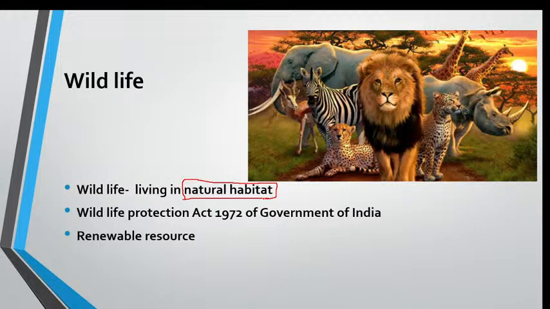Then, according to the Wildlife Protection Act of 1972, which was introduced by the Government of India in 1972, wildlife includes any animals such as bees, butterflies, crustacea, fish, moths, and aquatic vegetation, all forms which live in water as well as on land in their natural habitat.